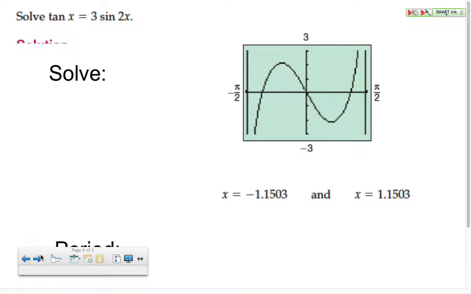So solve tangent of x equals 3 sine 2x. So the very first thing we need to do is we need to solve for 0. So I'll end up with tan x minus 3 sine 2x equals 0. Now, if you graph it in your graphing calculator, you'll notice it repeating itself over and over and over again. This right here is one period. So this period right here, notice it goes from negative pi over 2 to pi over 2. So the period is pi. So our answer is always going to be plus k pi.